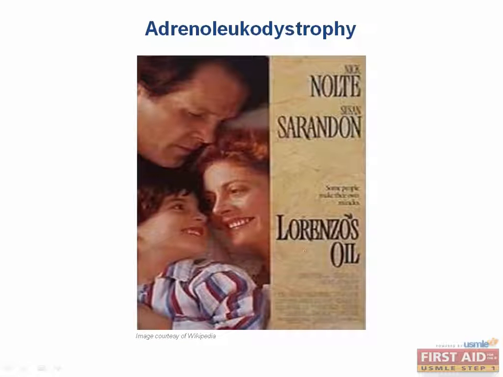This disease has been seen in the popular media through the movie Lorenzo's Oil, which you may have heard of. The oil that the family creates for their son who has the disease turns out to work because it is loaded with fatty acids, which compete as a substrate for the enzyme that creates very long chain fatty acids. So due to that competition, you get a decrease of VLCFAs and an improvement in symptoms.